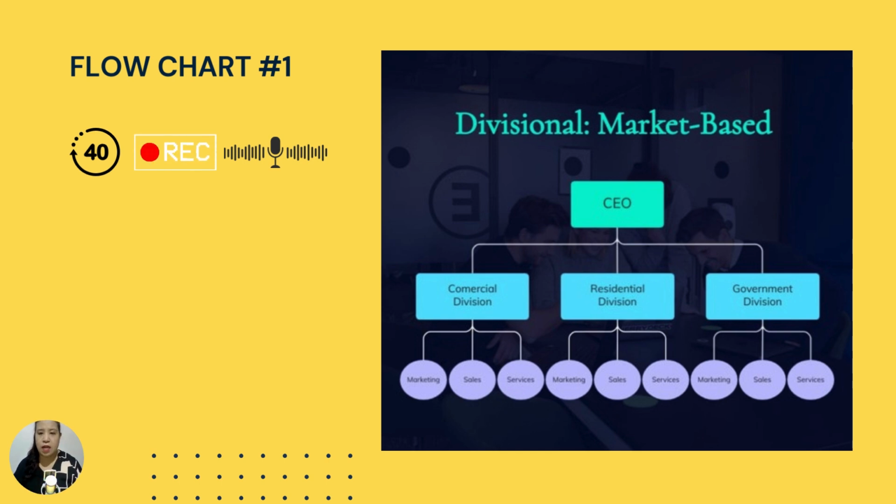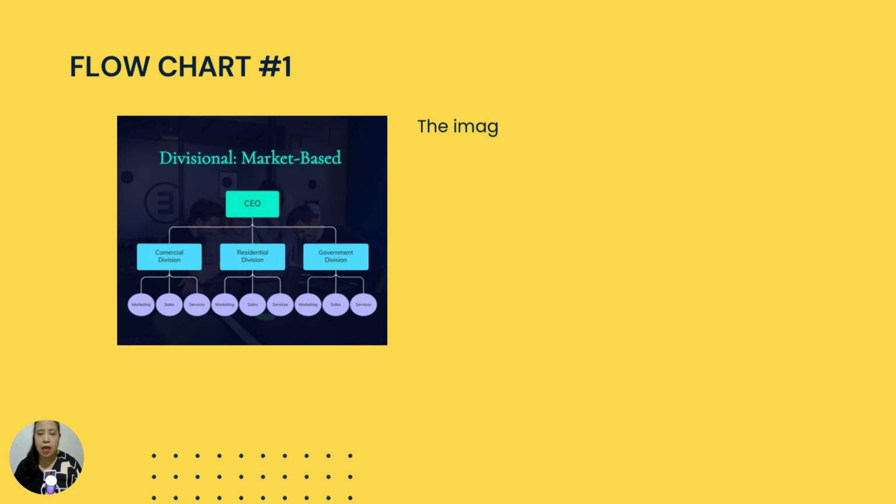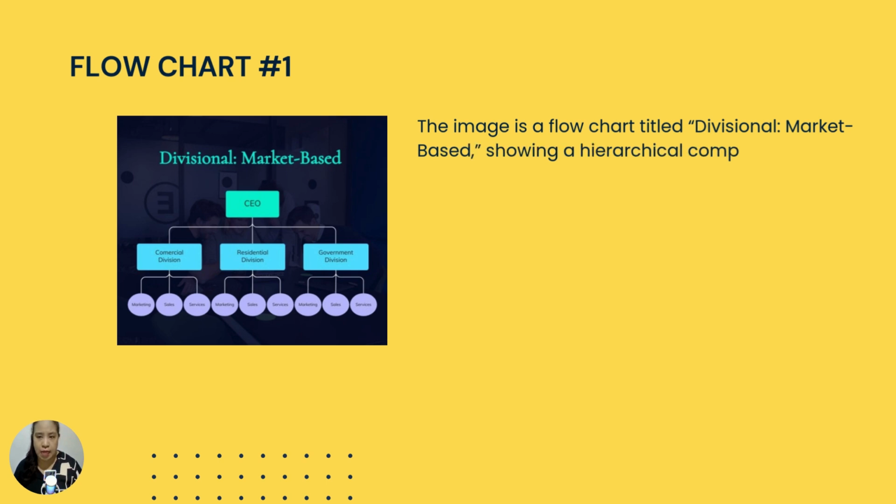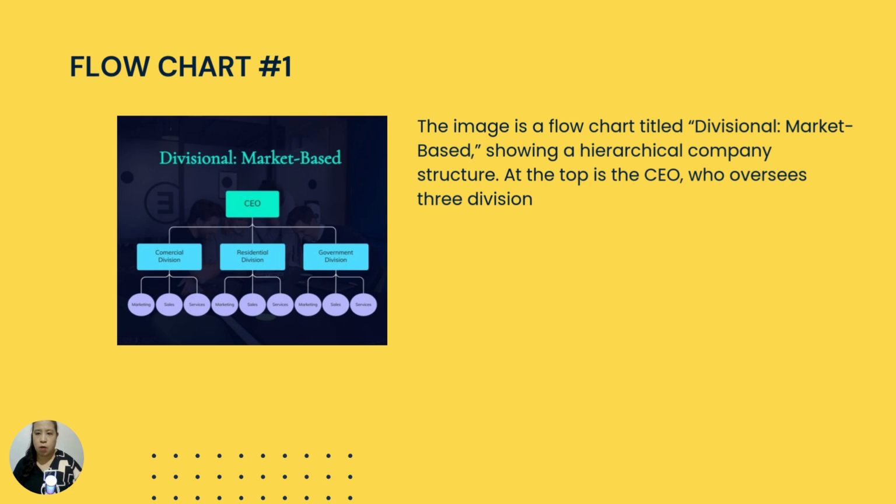All right. The answer or recording time is up. Here's a sample answer. Listen up. You will also see the text on the screen. The image is a flowchart titled Divisional Market Based, showing a hierarchical company structure. At the top is the CEO who oversees three divisions: commercial, residential, and government.